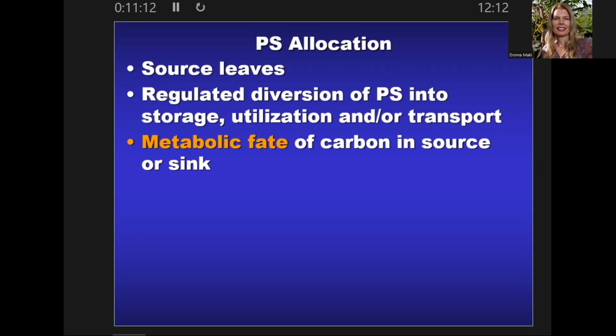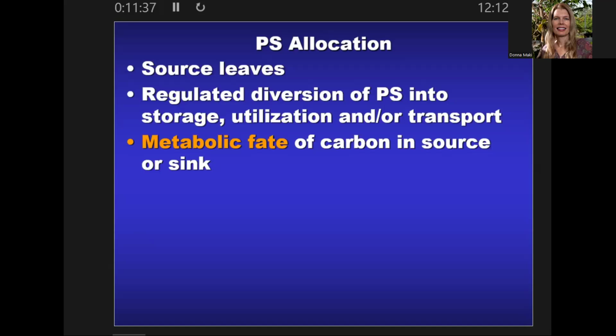What's the metabolic fate? Basically, when you are a mature leaf, a source leaf, and you're doing photosynthesis, you have to make the decision how much sugar should go into storage, so I can store up a little bit in case I run short someday. How much should I use for respiration and get my ATP? How much should I transport?